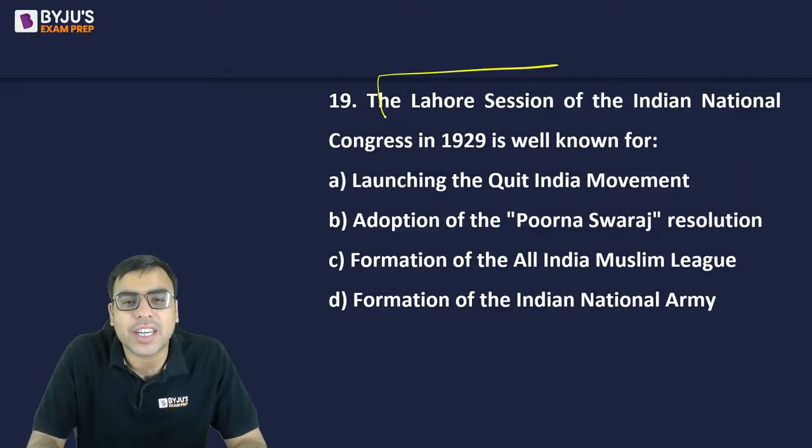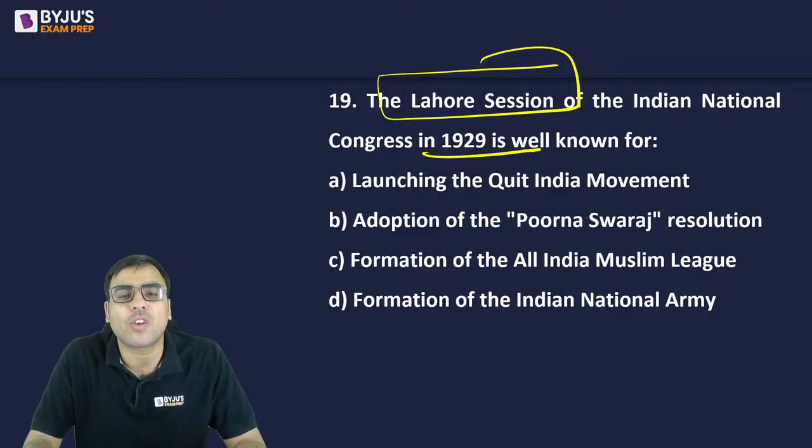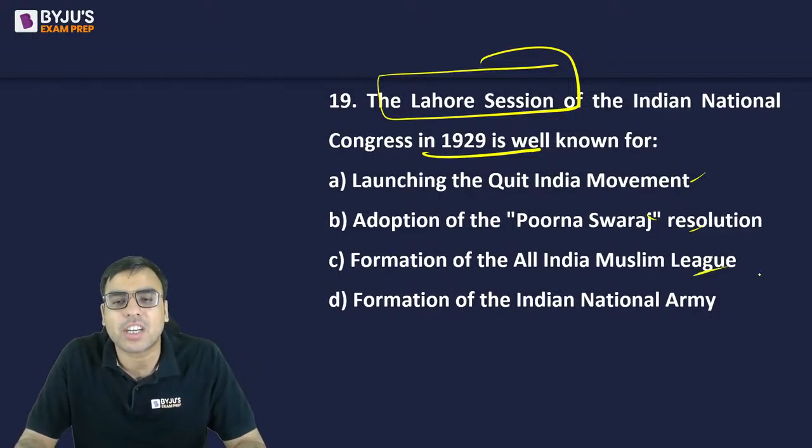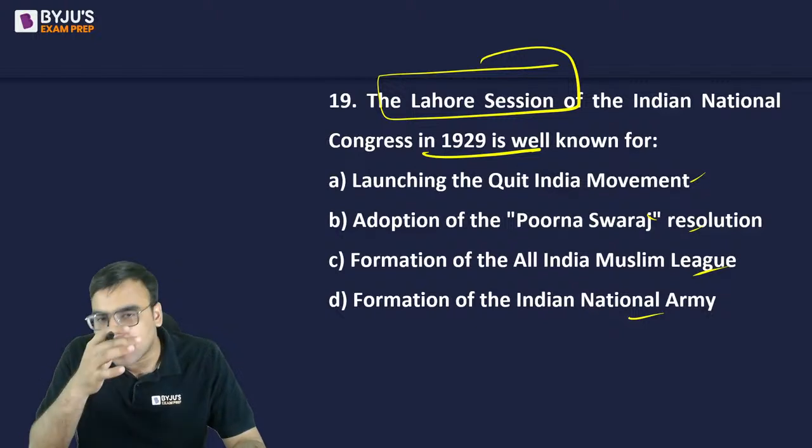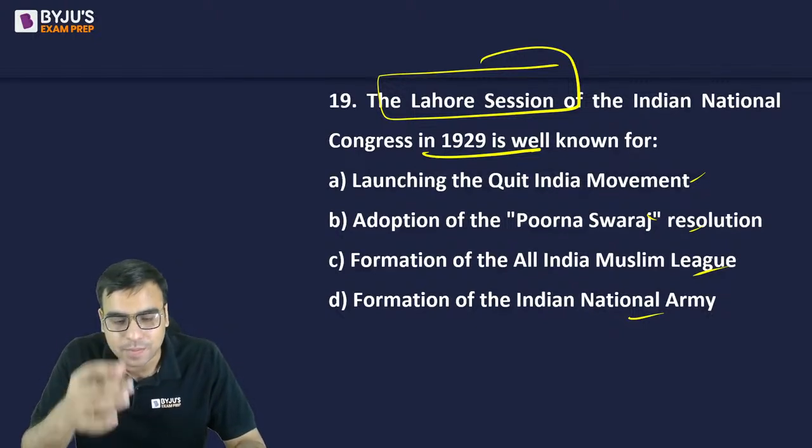The Lahore session of the Indian National Congress in 1929 is well known for launching the Quit India movement, adoption of the Purna Swaraj resolution, formation of the All India Muslim League, or formation of the Indian National Army. The Lahore session of the Indian National Congress, which happened in 1929, is famous for what?